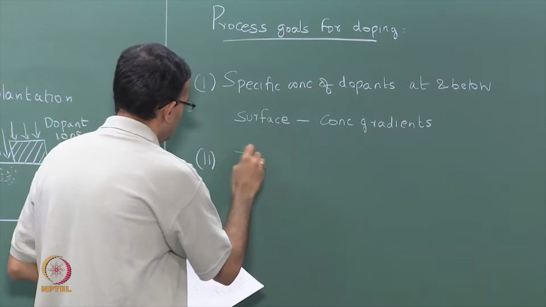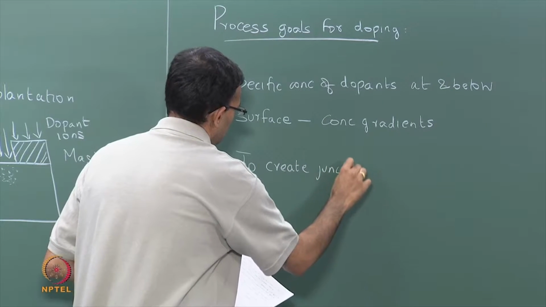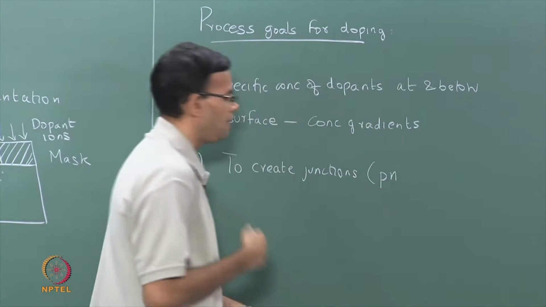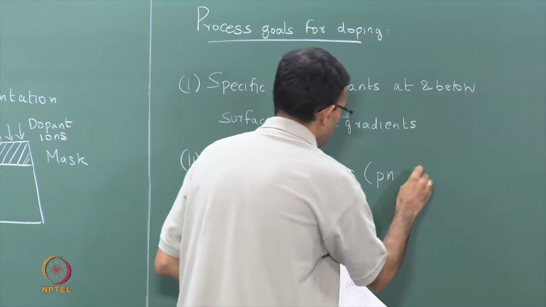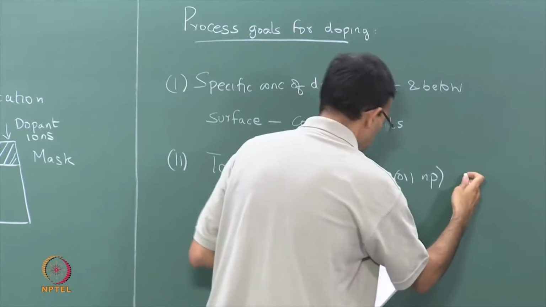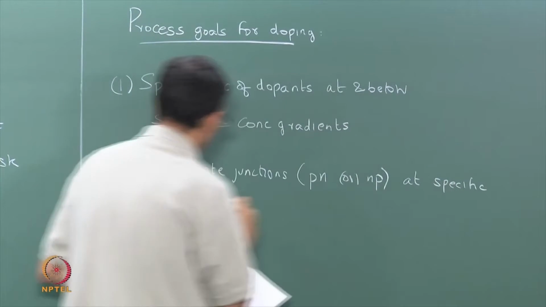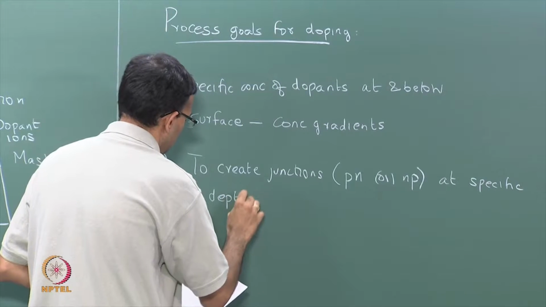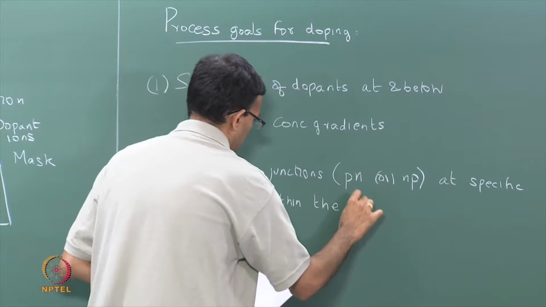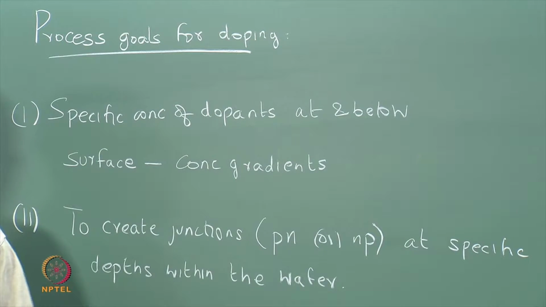Another process goal is to create junctions. So these junctions can be p-n junctions, in which case you have a p-type doping into an n-type, or an n-p junction, which is the other way around. So these junctions are to be created at specific depths within the wafer. This will again affect the properties of the wafer.